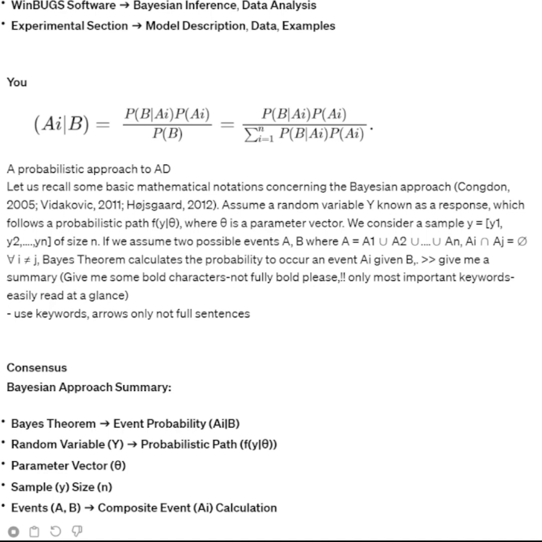Bayesian approach summary. Bayes' theorem gives the event probability for A given B. Here y is a random variable with probabilistic path F(y | theta), theta is the parameter vector, n is the sample size, and A and B are events, with the composite event calculation.